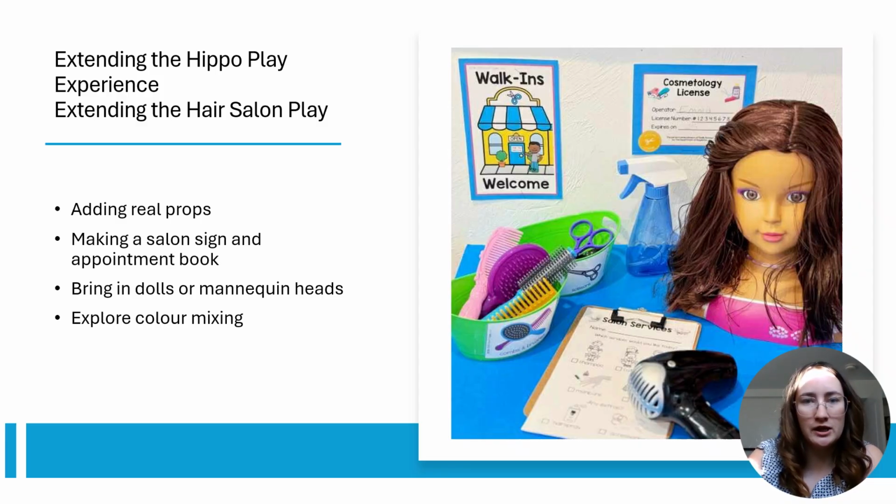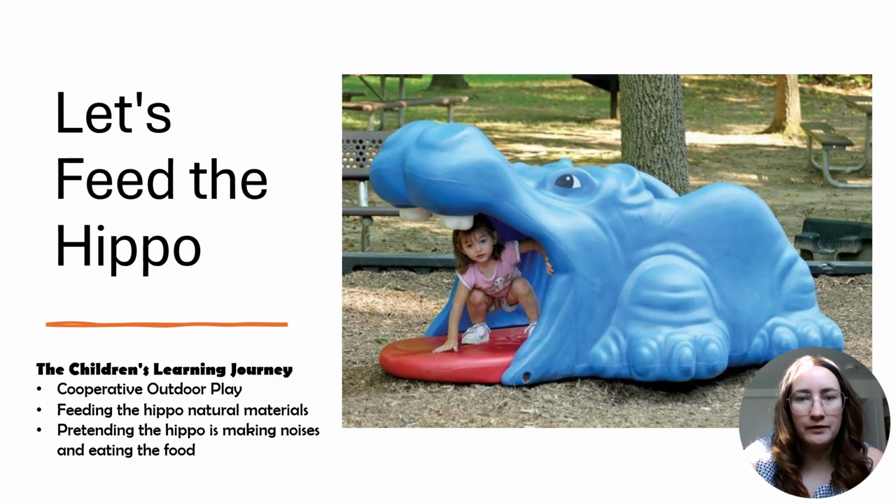Let's feed the hippo. While playing outside, Child S and Child K were playing with the big plastic hippo. They started to collect items to feed the hippo, such as soil, wood chips, leaves, dirt, and dandelions. The children pretended the hippo was making noises and was eating the food they were giving him. These children worked great together in their pretend play.